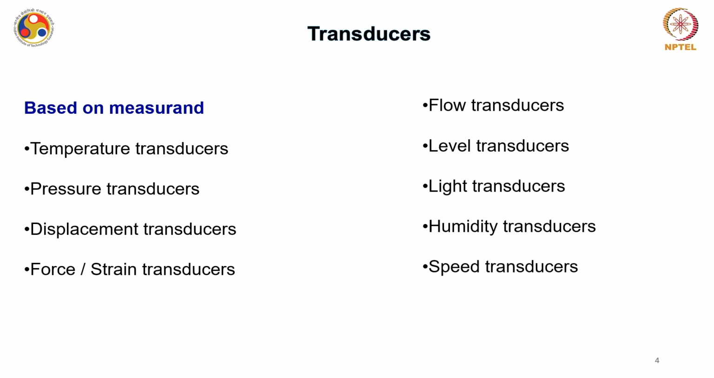Now we have transducers based on the measurements also. Based on what it is actually measuring, we have temperature sensors. So we have a non-electrical phenomenon, say heat flow or rise in temperature, to convert into another form. So we have temperature transducers, then pressure transducers, displacement transducers, force or strain transducers. For flow monitoring we have flow transducers, then for water level monitoring we have level transducers, light transducers, humidity transducers, speed transducers, and so on.